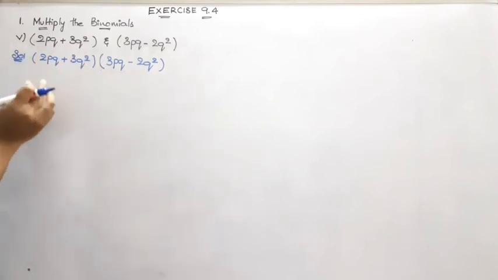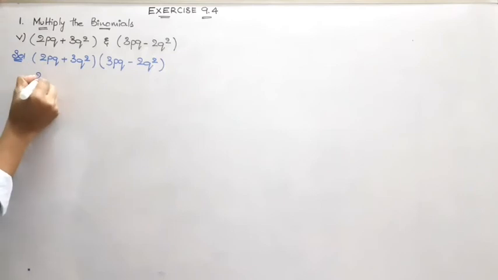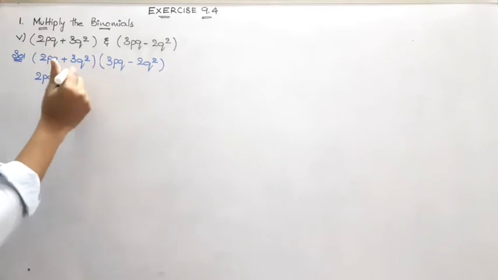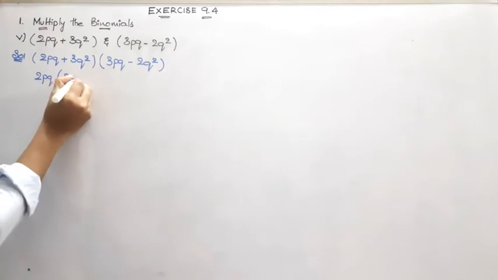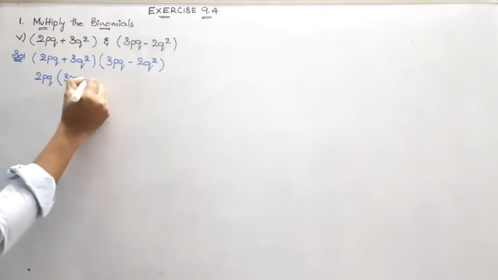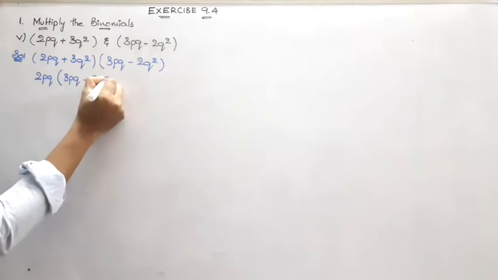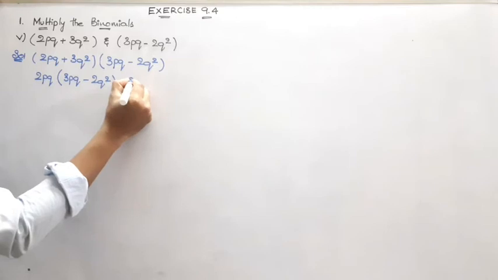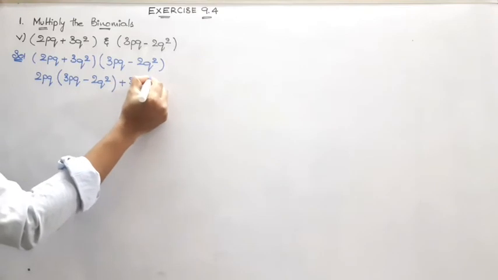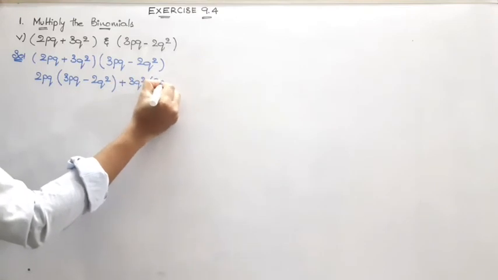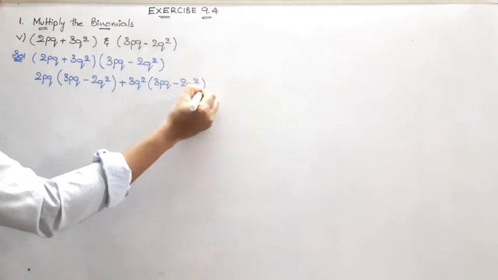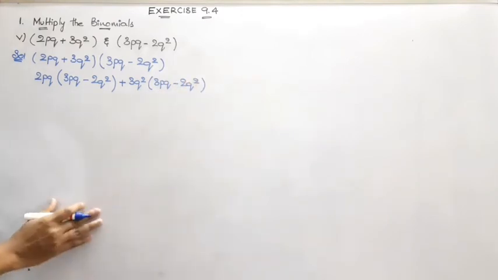So the first term is 2pq, so 2pq multiplied by the second binomial 3pq minus 2q square. In the first binomial, the second term is plus 3q square, with which we have to multiply 3pq minus 2q square.